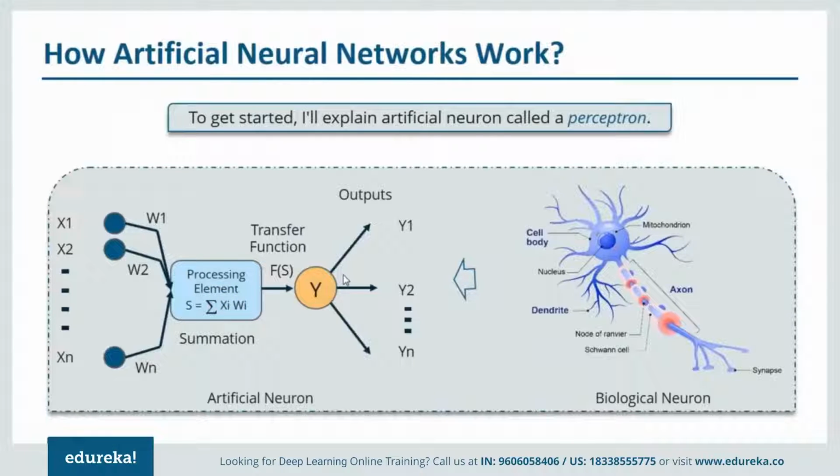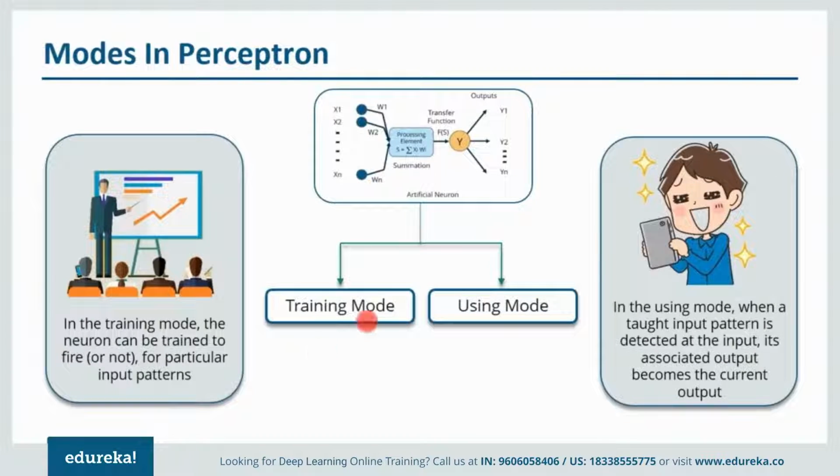Now we'll move forward and understand the various modes of this perceptron or single artificial neuron. There are 2 modes in a perceptron: one is training, another is using mode. In training mode, the neuron can be trained to fire for particular input patterns, which means that we'll train our neuron to fire on a certain set of inputs and to not fire on the other set of inputs. That's what training mode is.